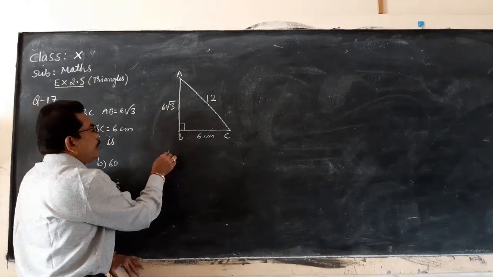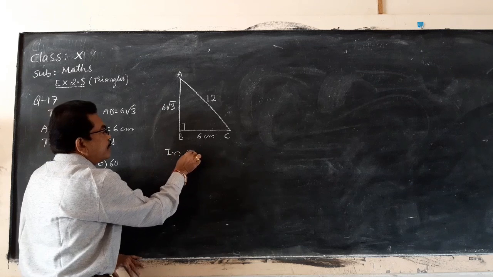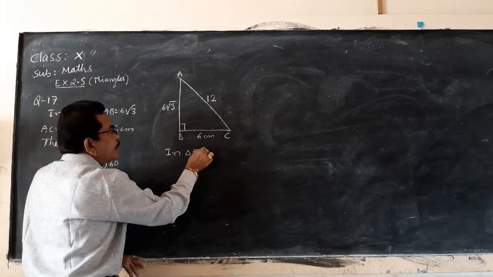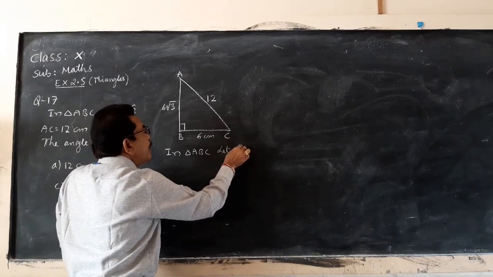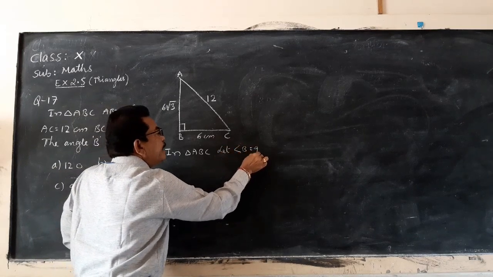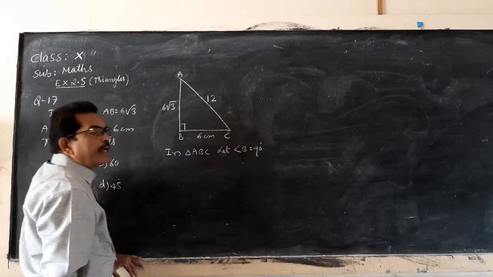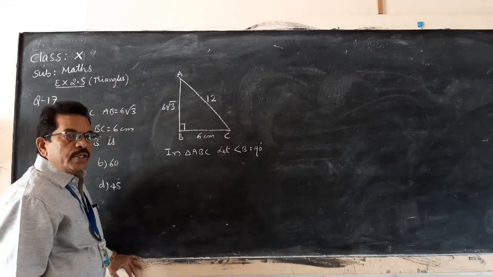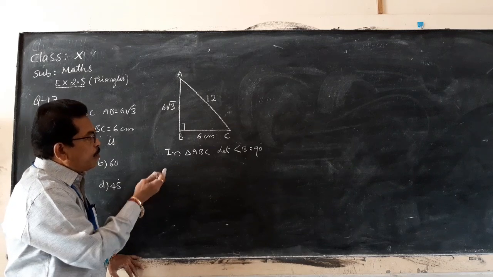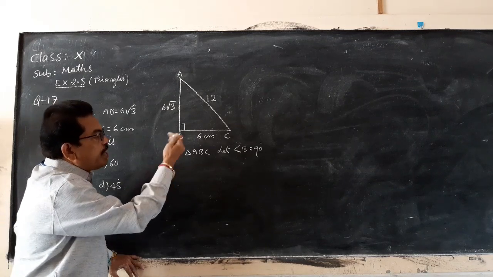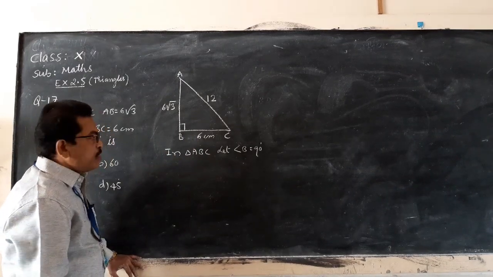Now, in triangle ABC, let angle B equal 90 degrees. We do not know how much the angle B is, so we have considered it as if it is 90 degrees.